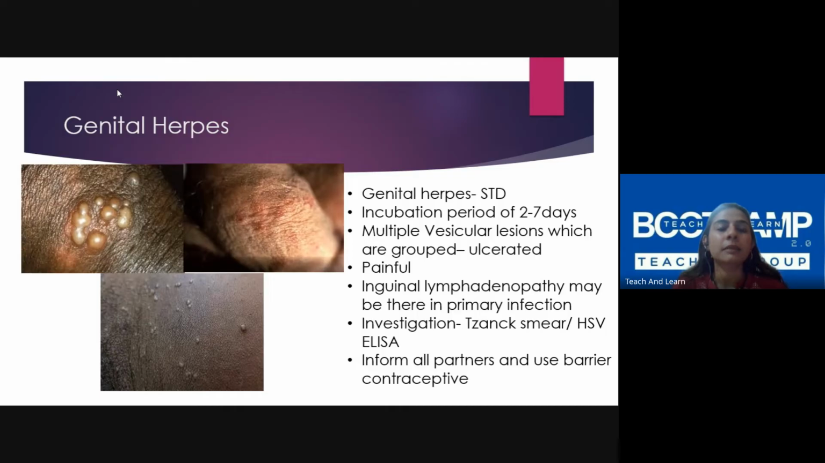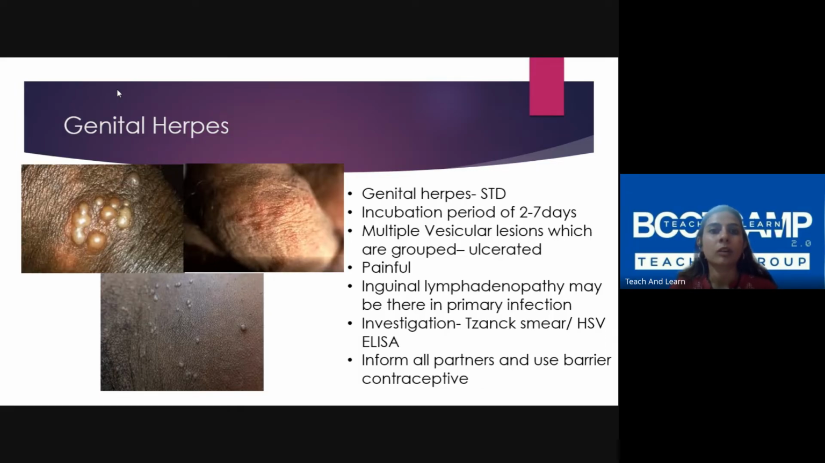The investigation, why I've put an investigation here is because I know Zanxmere and HSV ELISA will not be there in a rural hospital. Some patients might not believe that it is herpes, or if a recurrent herpes infection, they want to get it tested. For confirming the disease, you can tell them, yes, there are tests, you can go outside and get it done. Then you have to tell them that you have to inform all the partners and use a barrier contraceptive.